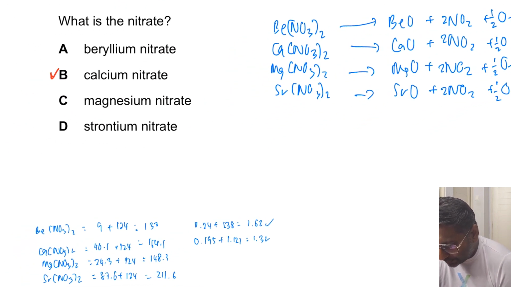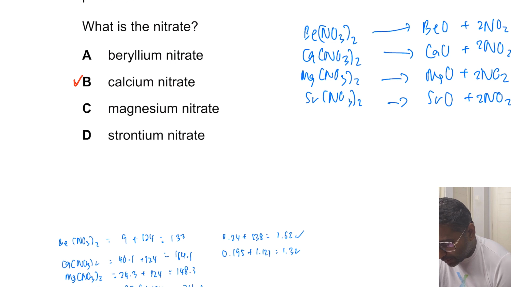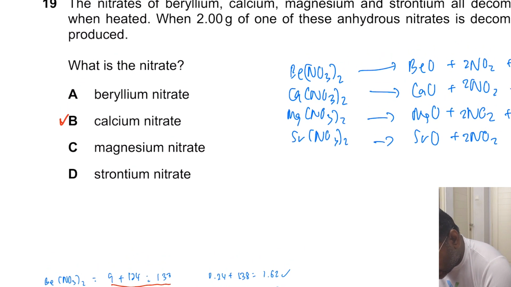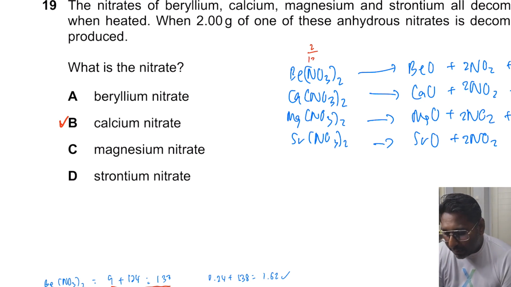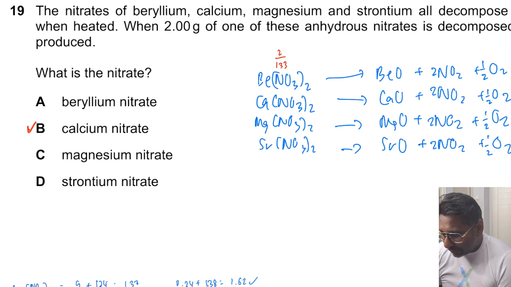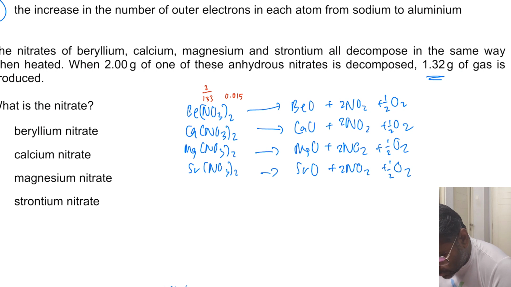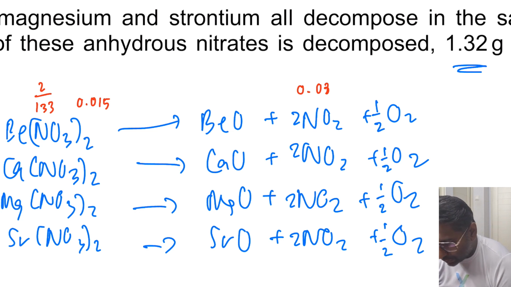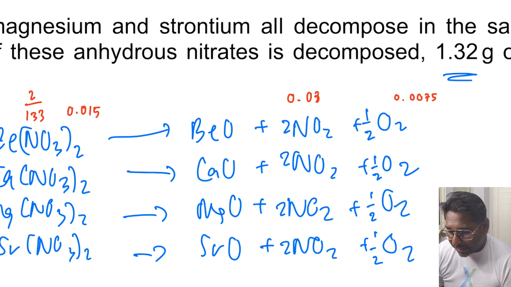Let's say I have beryllium nitrate, 2 moles. The Mr is 133, so this is 2 divided by 133, which gives the number of moles. 2 divided by 133 is 0.015 moles. We are looking at 2 moles, so double, 0.03 moles, and then half of it, divided by 2, you'll get 0.0075 moles of oxygen.